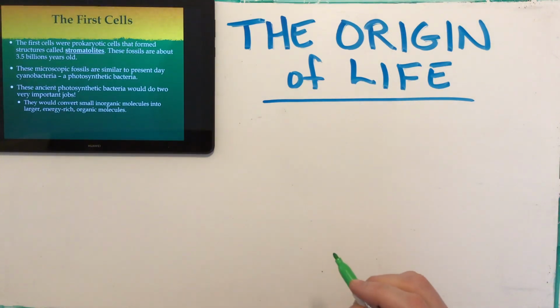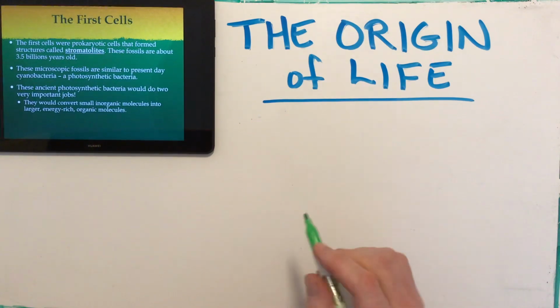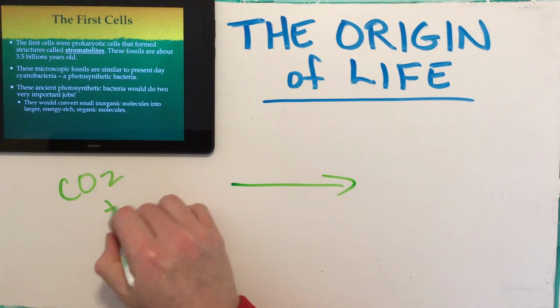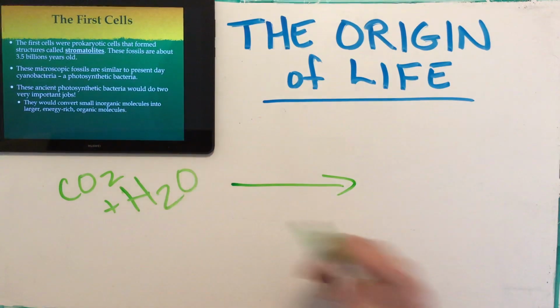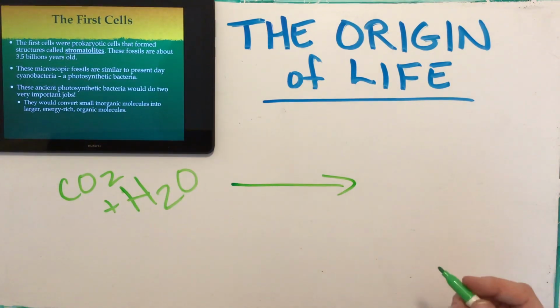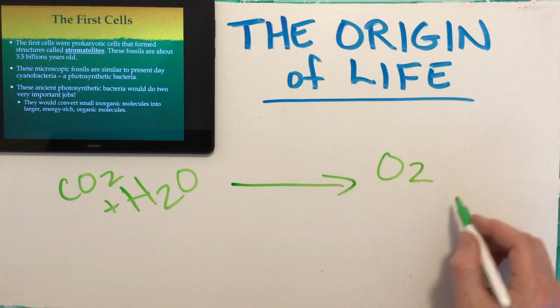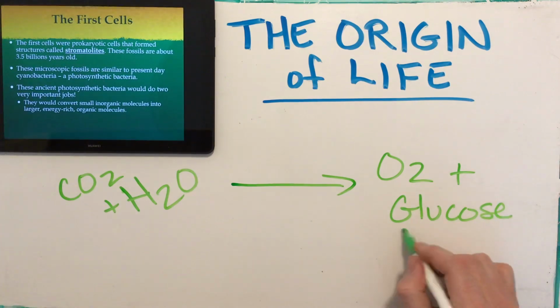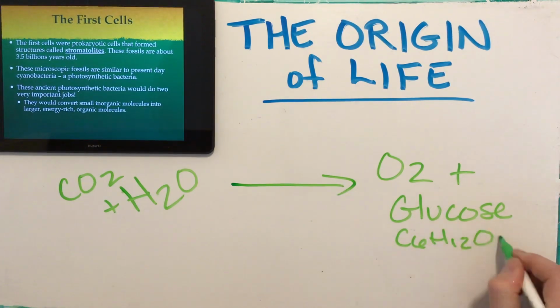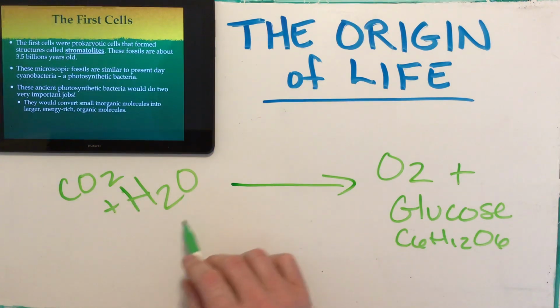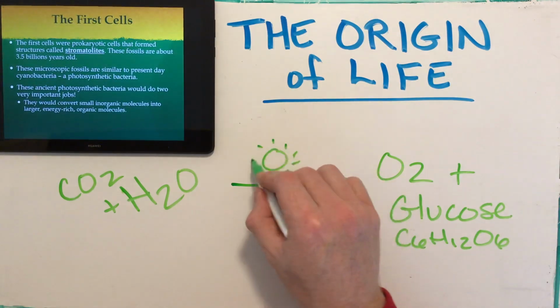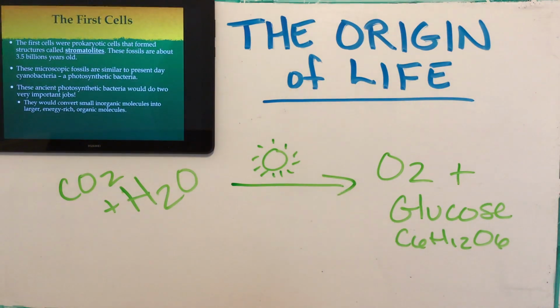Think about a plant, right? These things were photosynthetic. So what they do is they take in CO2 and water, and what does a plant do with that? It creates oxygen and glucose, a simple sugar, right? We know glucose is C6H12O6. And they use the energy from the sun to do that. Now think about it.